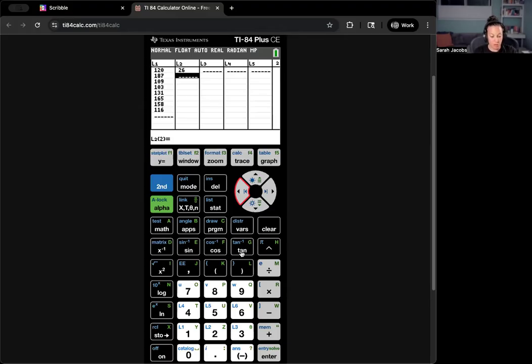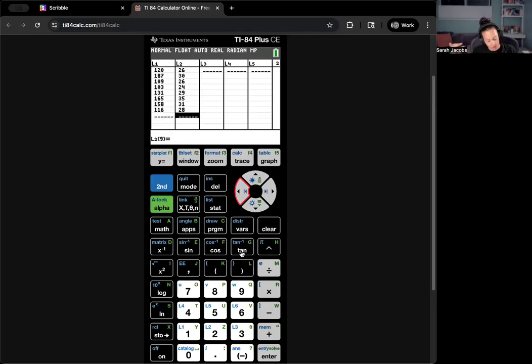All right, then their backpack weights. 26 for the first one, 30 pounds for the second one, 26 again, 24, 29, 35, 31, and 28. Okay, so I've entered my data.